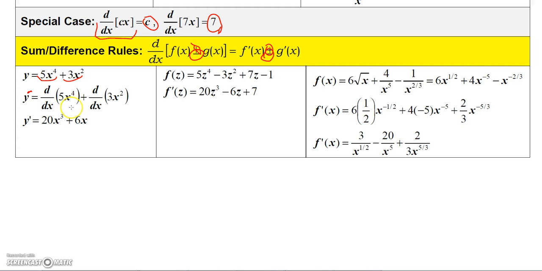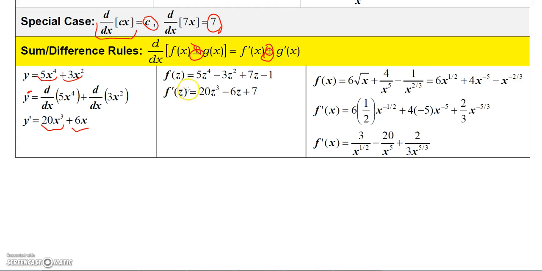The derivative of 5x to the 4th, we know that's going to be 5 times, and we can do some of this in our head, so watch this. I know that's going to be 5 times the derivative of x to the 4th, which is 5 times 4x cubed, and 5 times 4x cubed is 20x cubed. Then the derivative of 3x squared would be 3 times the derivative of x squared, and that would be 3 times 2x, which is 6x.